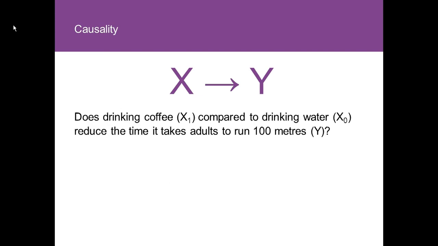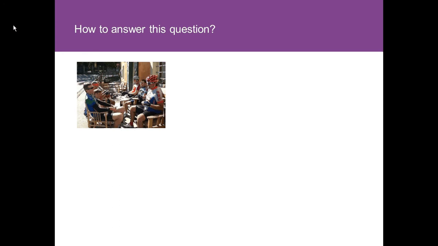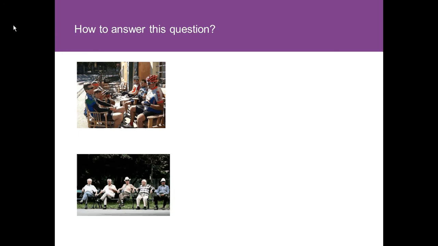So let's return to our question and the issue of causality. Does drinking coffee compared to drinking water reduce the time it takes adults to run 100 meters? How can we go about answering this question? Well, I could try and find a group of people who drink coffee and another group of people who drink water and compare how quickly they can run 100 meters.